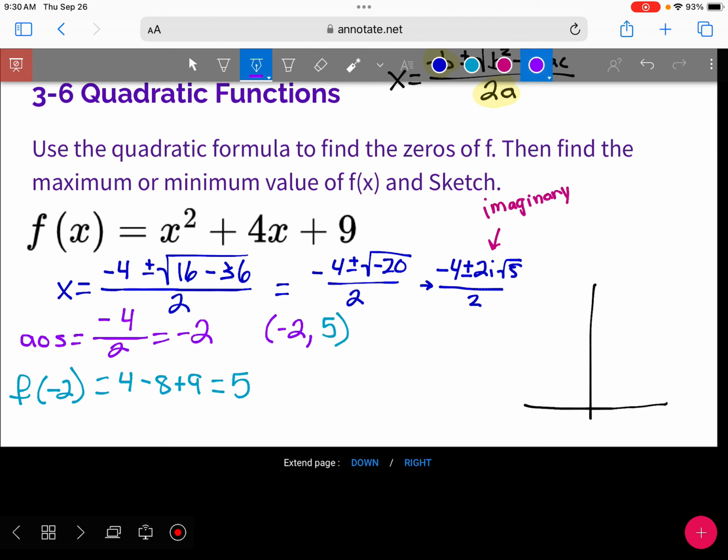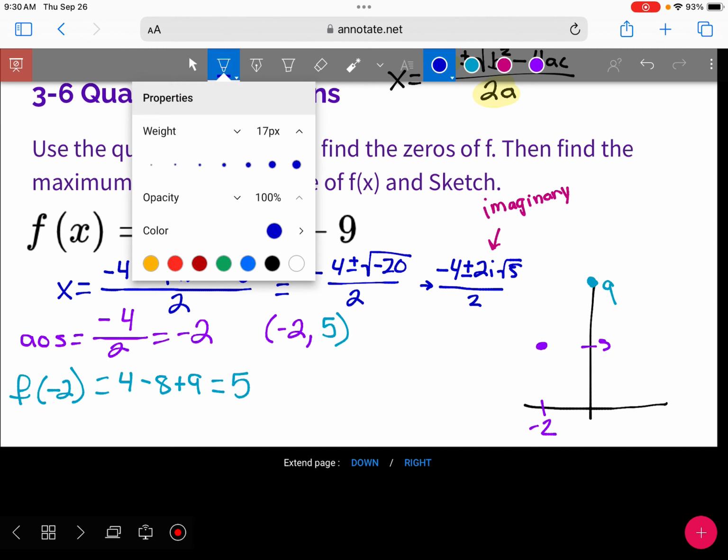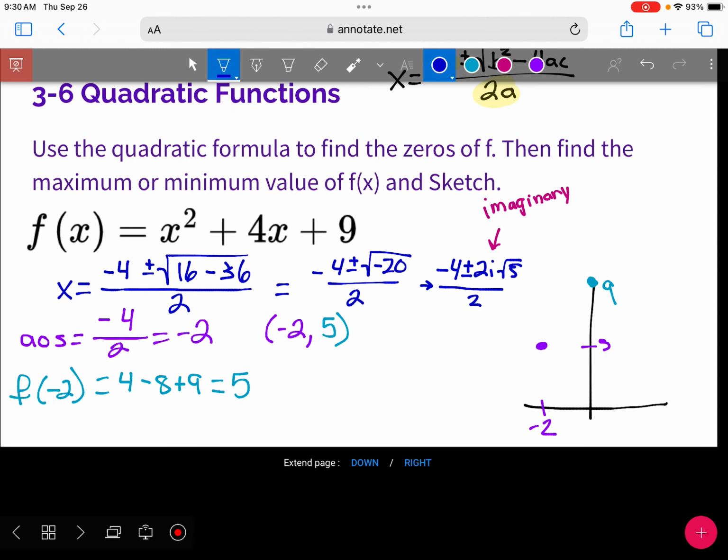So we know we have our vertex at -2, 5 point. We have a y-intercept at +9. We are vaguely happy face shaped. We point up because we have only imaginary roots. So sketchy sketch. Ta-da.